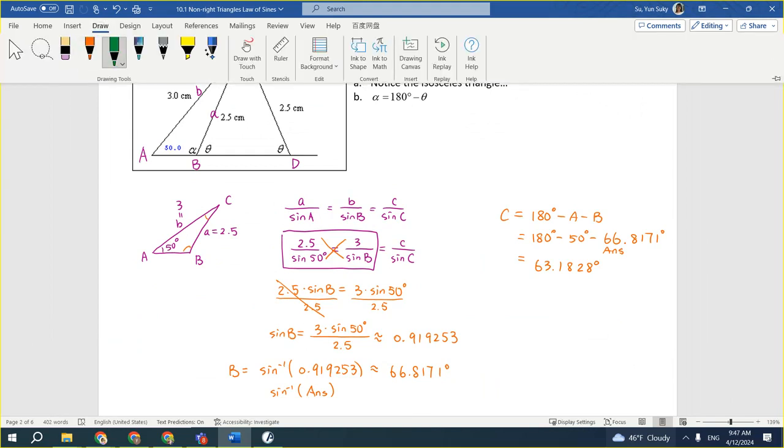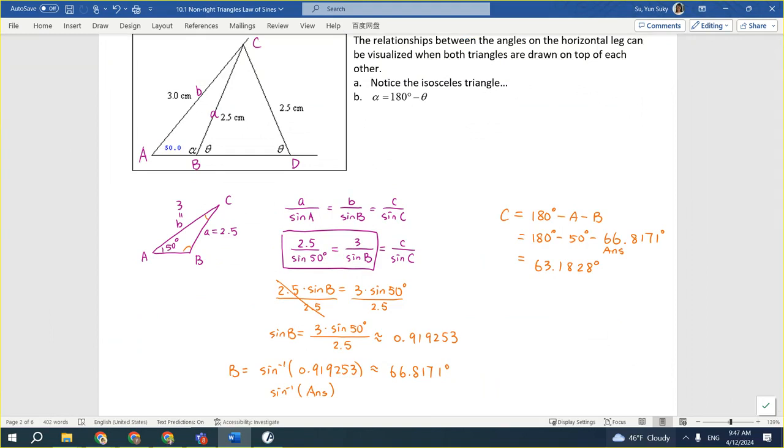Now we know this block and, now that we know the angle C, this block as well. So plug in. We get 2.5 over sine 50 degrees. Sine C is what we're looking for, but the angle C, we know that is 63.1828. Is that okay, everybody?